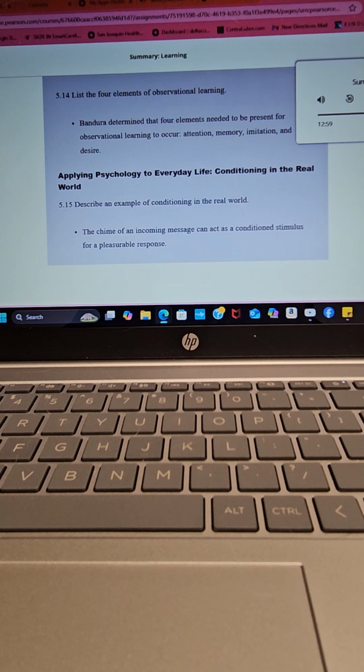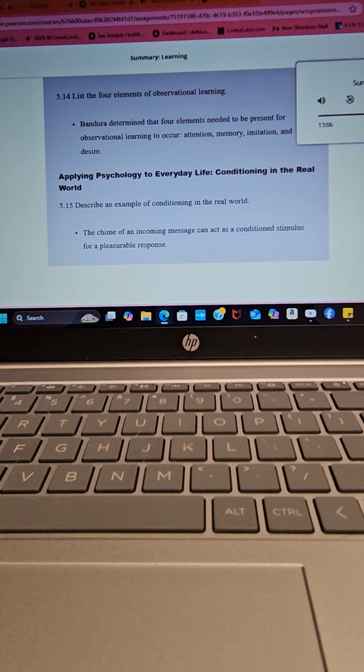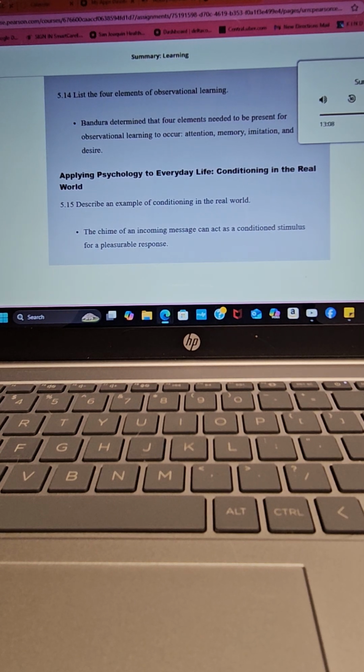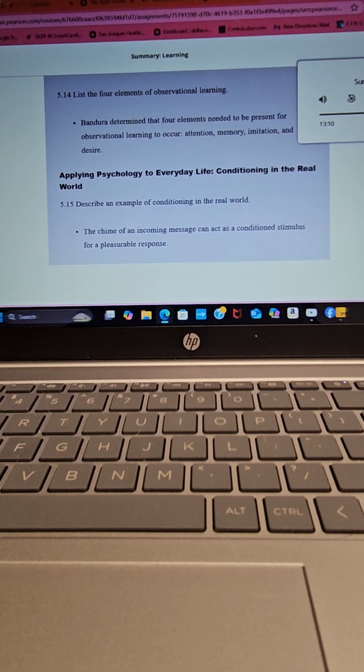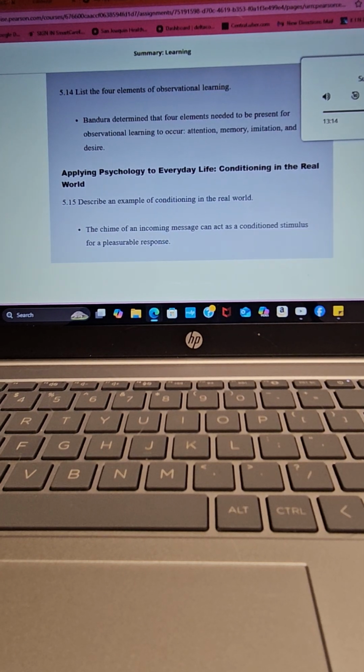Applying psychology to everyday life. Conditioning in the real world. 5.15. Describe an example of conditioning in the real world. The chime of an incoming message can act as a conditioned stimulus for a pleasurable response.